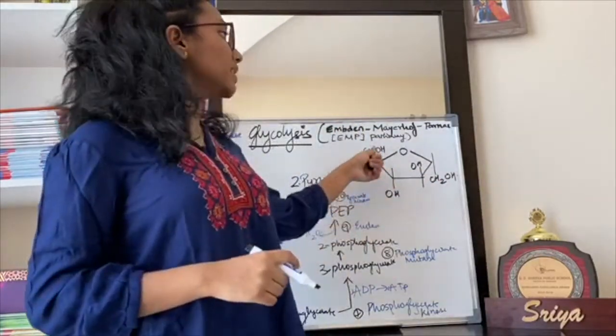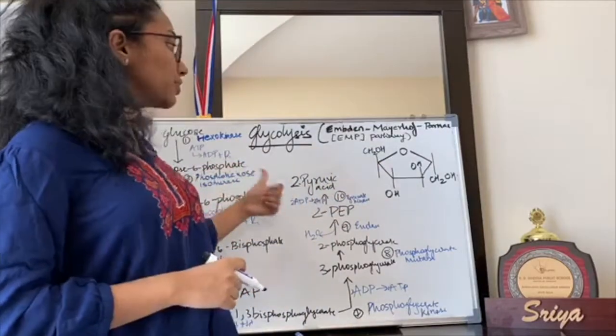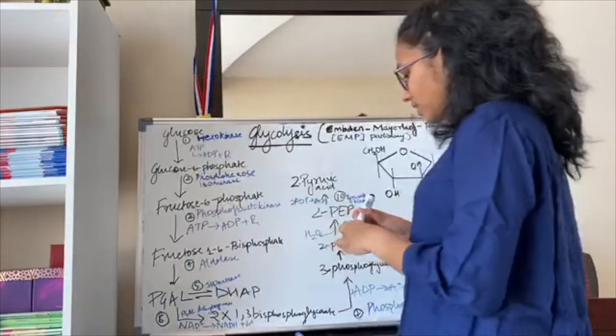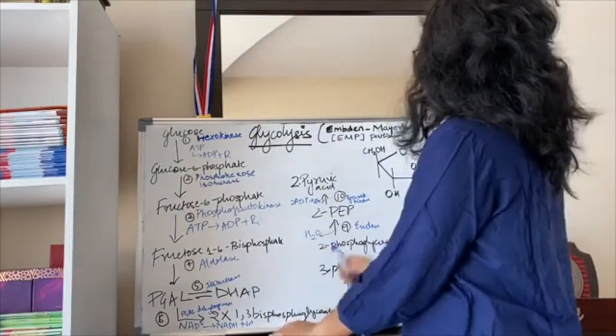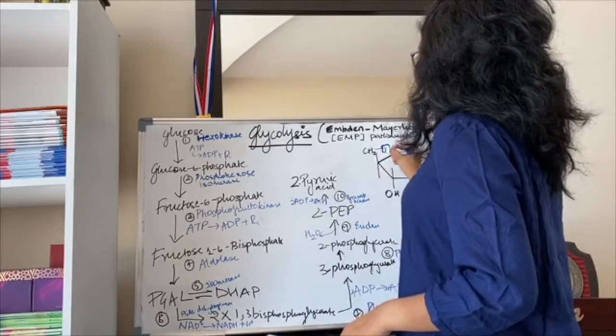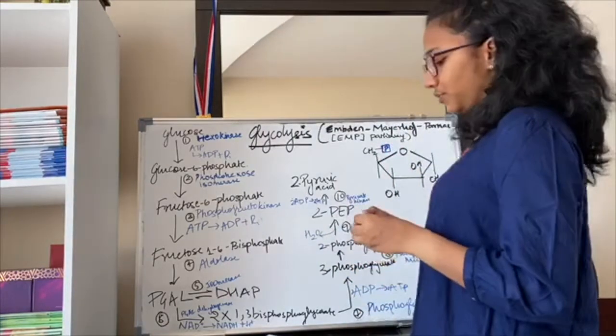But now we have to convert it into fructose 6-phosphate. So it isomerizes into fructose 6-phosphate. Let's add the phosphate group at the 6th carbon position here. Okay, so this is fructose 6-phosphate.